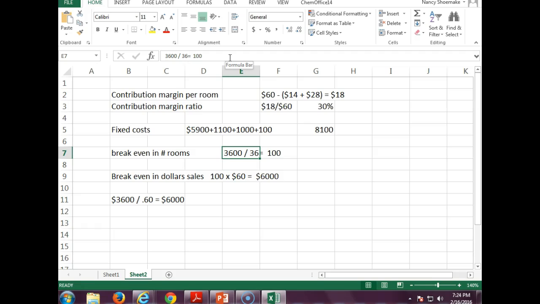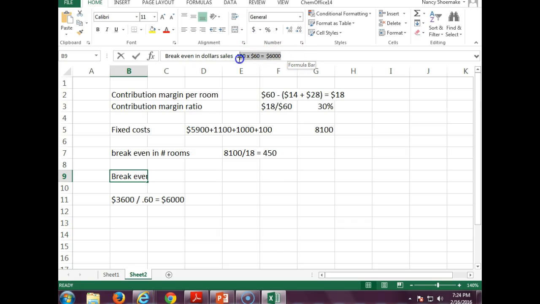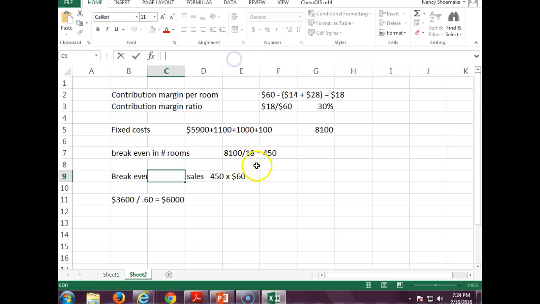$8,100 divided by 18 means what? 450 rooms. How about in dollar sales? What are we going to do there? 450 rooms times $60 a room gives us what? Right?